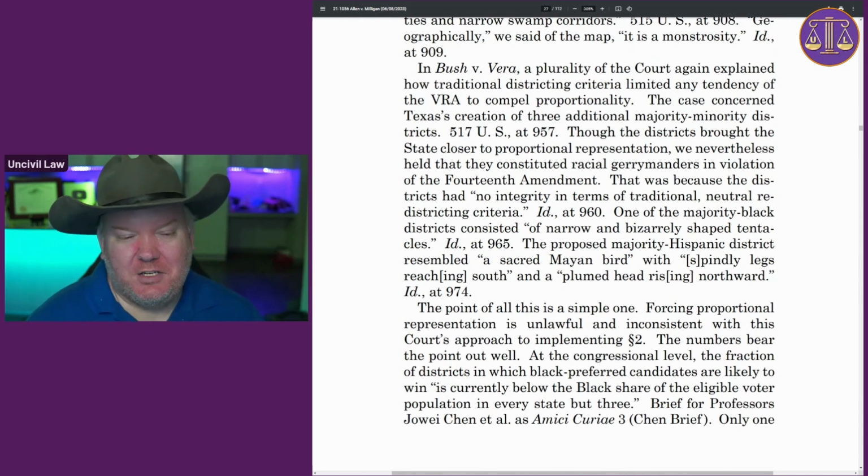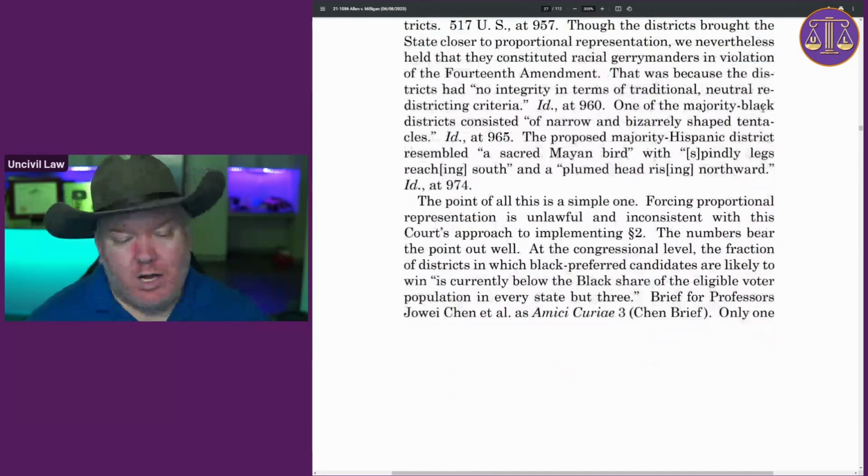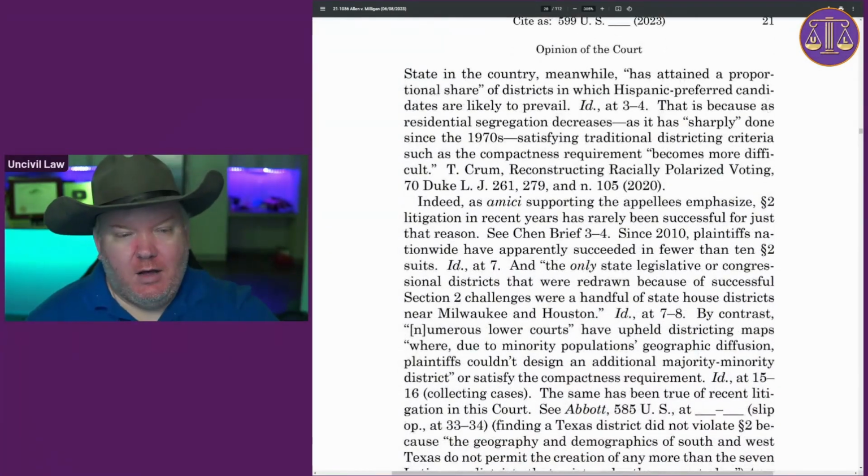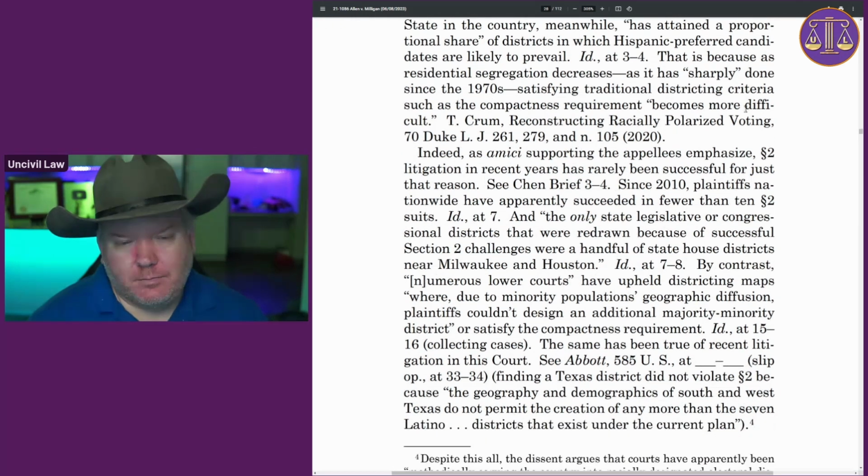Forcing proportional representation is unlawful and inconsistent with the court's approach, and the numbers bear out this approach as well. At the congressional level, the fraction of districts in which black-preferred candidates are likely to win is currently below the black share of eligible voters in every state but three. Only one state in the country, meanwhile, has attained a proportional share of districts in which Hispanic-preferred candidates are likely to prevail. That's because as residential segregation decreases, as it has sharply done since the 1970s, satisfying traditional criteria, such as the compactness requirement, became more difficult.